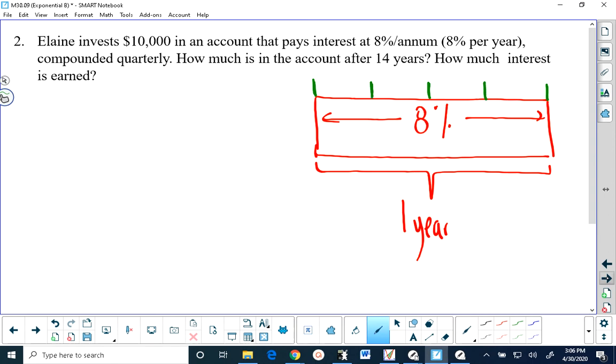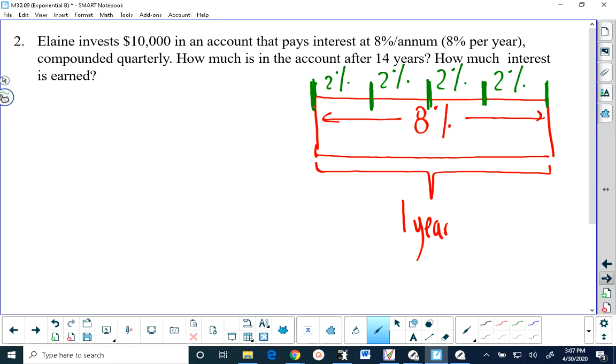And they're not going to give her 8% at the end of the year. What they're going to do is give her 2% every quarter of a year. So her money at this point in time is going to be multiplied by 1.02. And then at this point in time is going to be multiplied by 1.02. And at this point in time will be multiplied by 1.02. And also at this point in time. So the 8% is divvied up into 4 pieces.